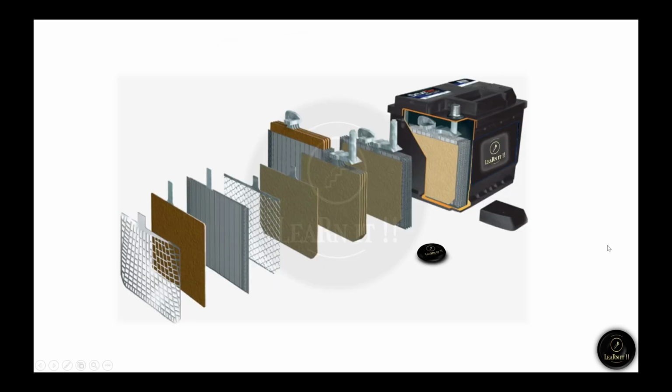So let us look at an important secondary battery, which is the lead acid battery. This lead acid battery we have seen in our vehicles or even at our home. As we know, our home appliances use alternating current, but this battery is a source of direct current.